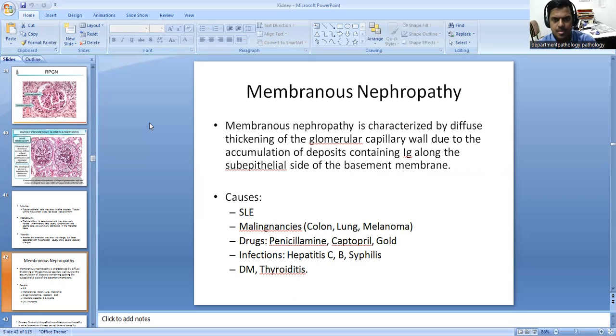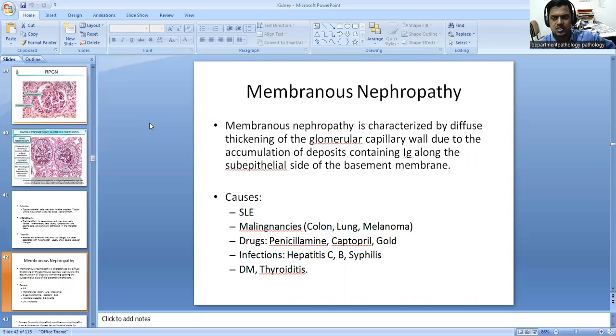Another entity, membranous nephropathy. It is characterized by diffuse thickening of the glomerular capillary wall due to the accumulation of deposits containing immunoglobulin along the subepithelial side of the basement membrane.